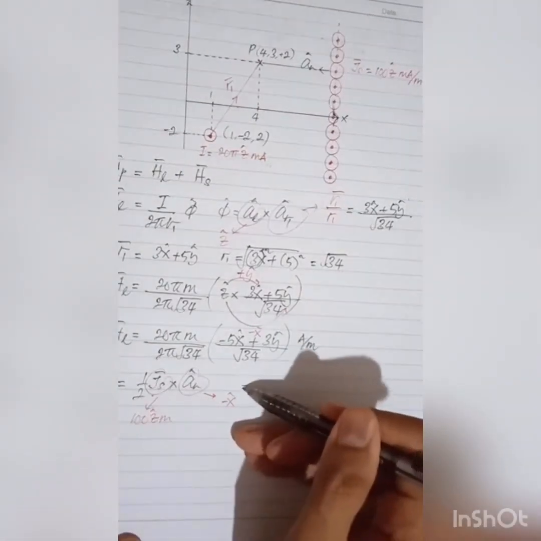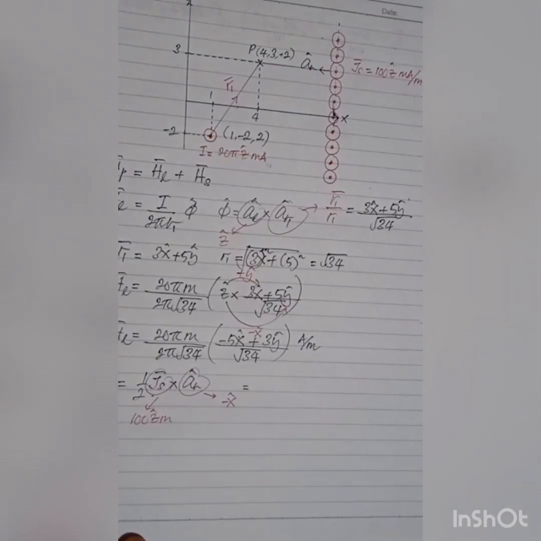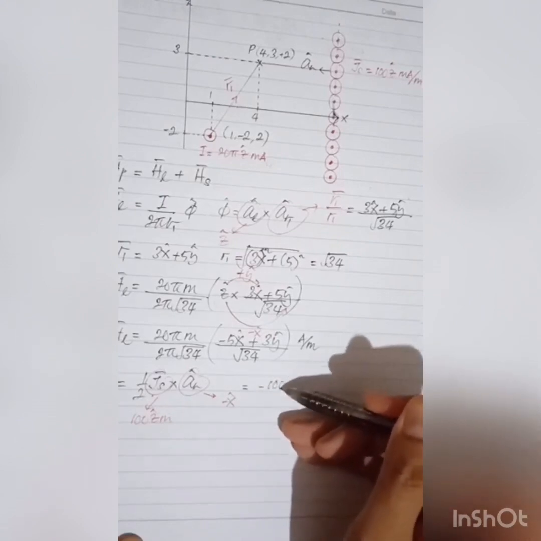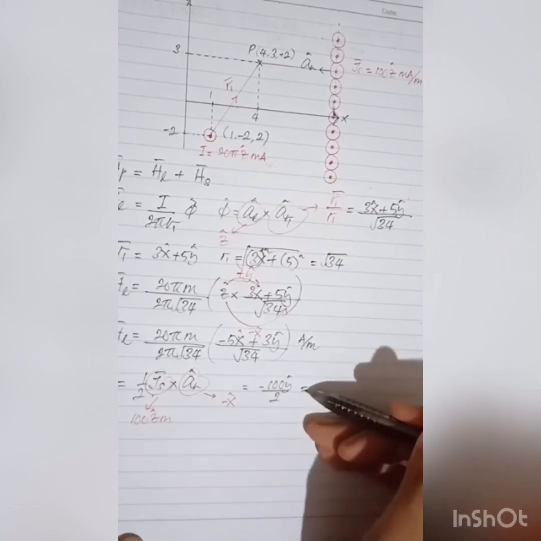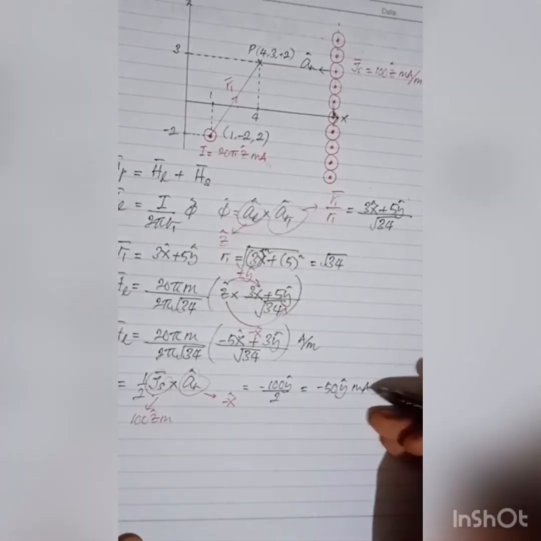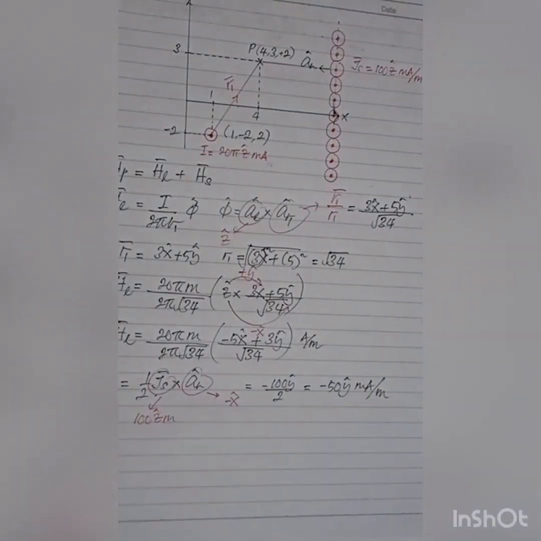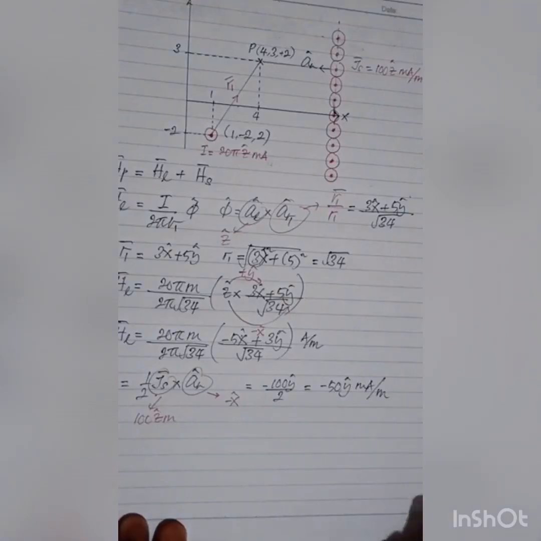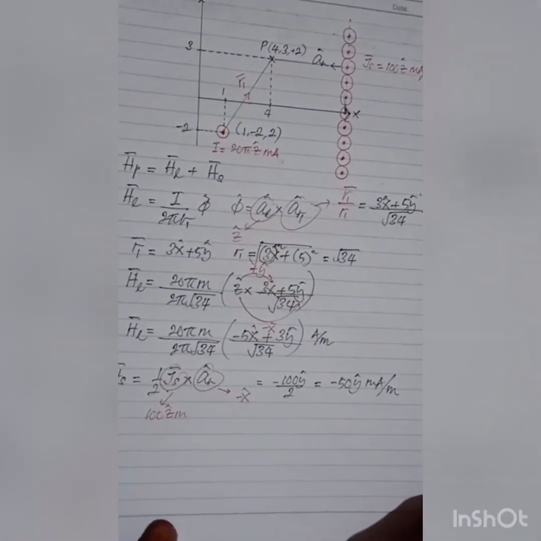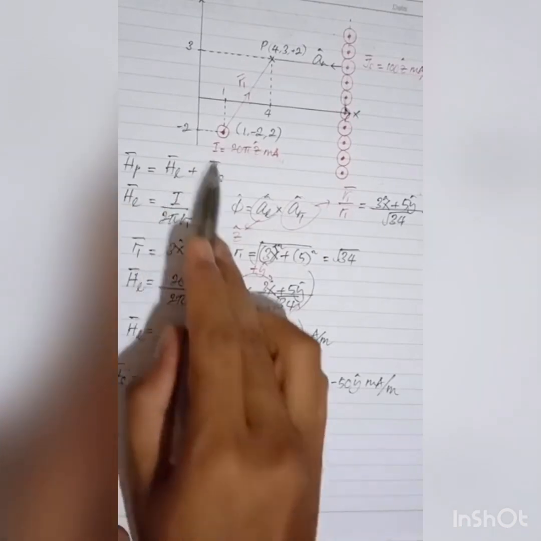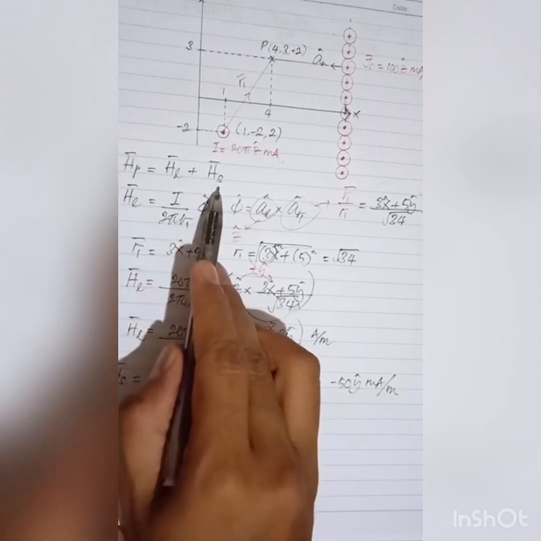Now the output of this cross product: z cross x gives y. So now you're going to have a negative 100 y over 2. Finally we have a negative 50 y component milliampere per meter. Alright, so that's the H due to this infinitely large surface current density. Now let's combine them to find the effective or resultant value of H from both types of current. We know that the H at P, as shown above, is composed of two H, from the line and also from the surface current. So just add them up.